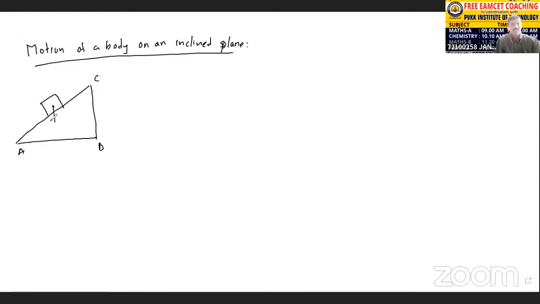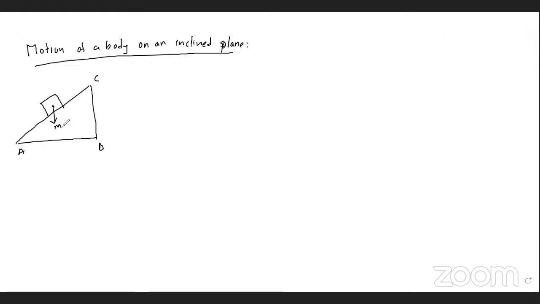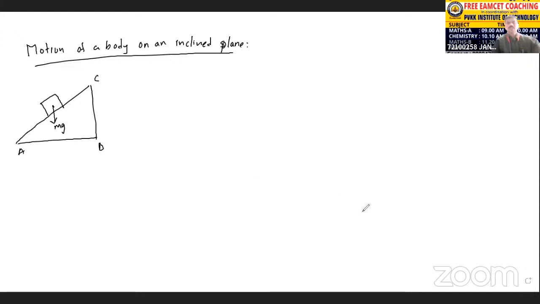The weight of the body acts in the downward direction, mg. The normal reaction is in the upward direction. This weight is divided into two components. One is mg cos theta. Another one is mg sin theta.